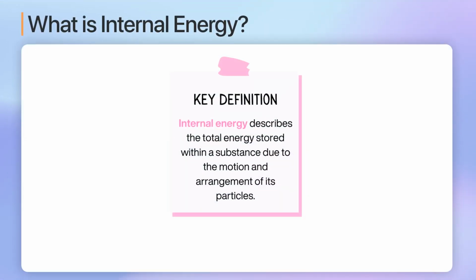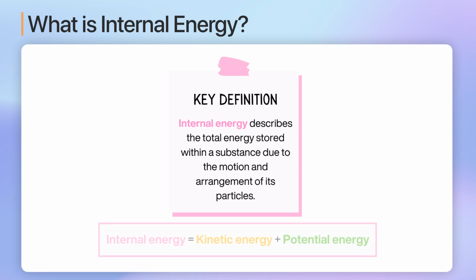Internal energy is a term used to describe the total energy stored within a substance due to the motion and arrangement of its particles. This energy is a sum of two types, kinetic energy and potential energy. We'll expand on these one by one.